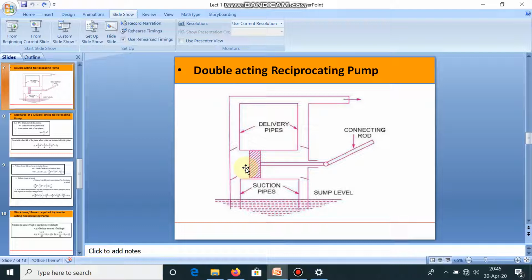cylinder. At the same time, due to the movement of the piston towards the right, whatever liquid is available here from its previous stroke gets pressurized. Due to this pressure, the delivery valve at delivery pipe number 2 gets open and liquid with high pressure gets discharged from delivery pipe number 2. So this is for the first stroke of the piston.